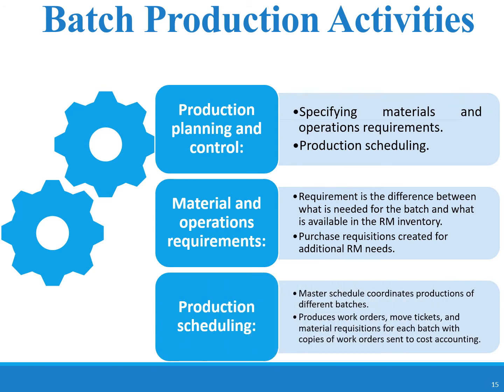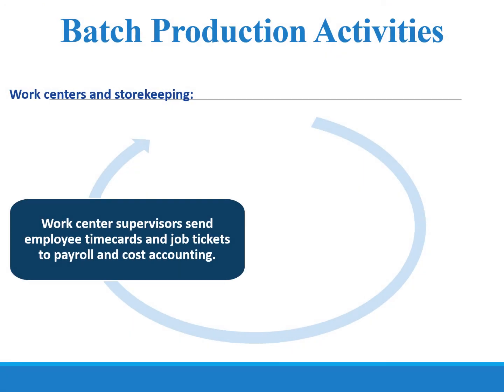The production scheduling is master scheduling, which coordinates the production of the different batches, because we have many batches of production, so we need a master scheduling file to coordinate production from batch to batch. Produce work orders, move tickets, and material requisitions for each batch, with copies of working orders sent to cost accounting to update the production cost accounting. Okay, so here we will also talk under the batch production activities about the work centers and storekeeping.